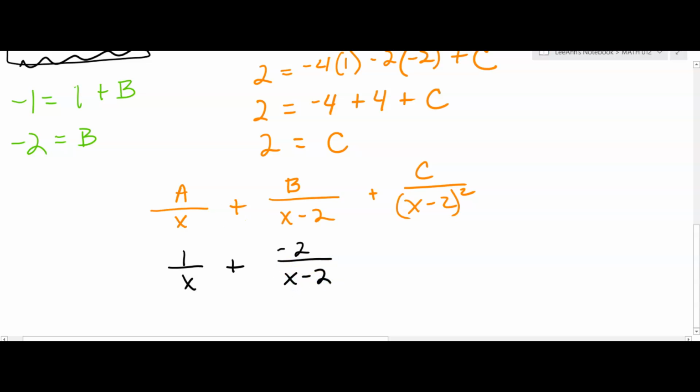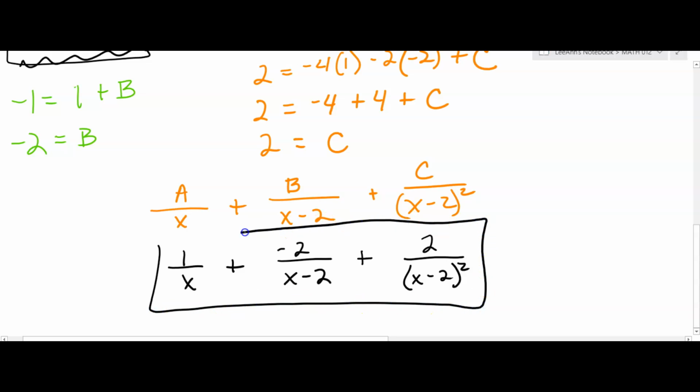All right, so 1 over x plus negative 2 over x minus 2. Now, if you have a question about that, like I wrote 1 over x plus negative 2 over x minus 2, you could write 1 over x minus 2 over x minus 2. Generally with these, they don't. They just usually use the addition symbols, but they could. Plus, and then what was my C? 2? Okay, so that's the partial fraction decomposition right there. So we figured out what A, B, and C was, and we wrote the decomposition.